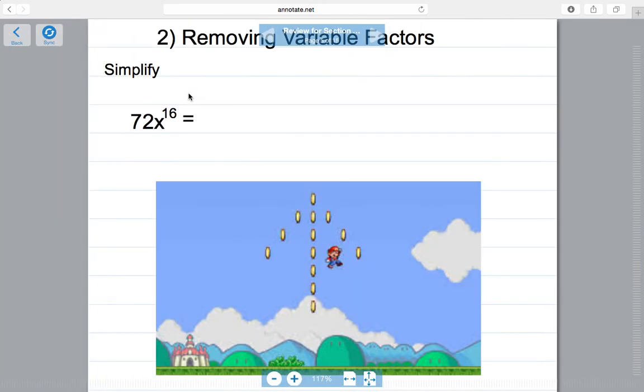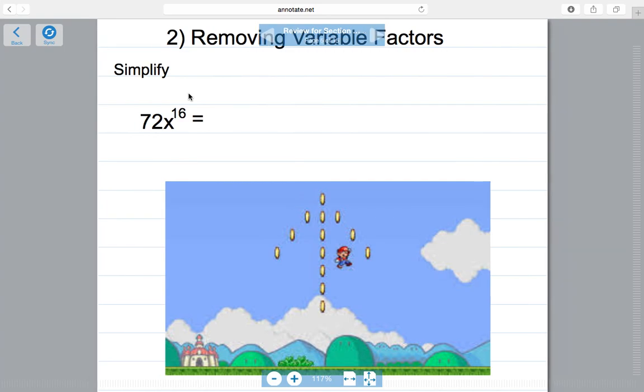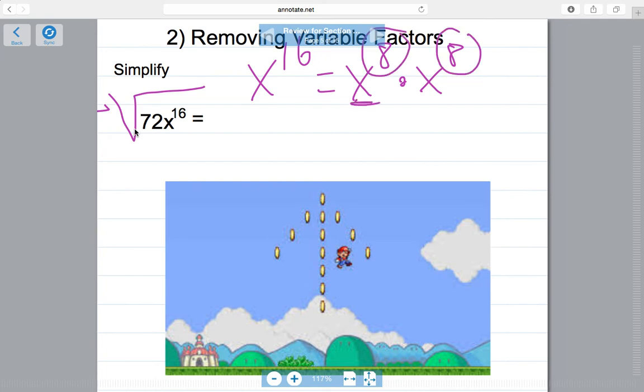Now let's look at what happens when we have variables. And if you guys remember, we do something differently when we have even variables and we have odd variables. So for some reason, the square root sign's not showing up. So I will just, there you go. Okay, so we have the square root of 72x to the 16th. So 16 is an even number. So the way you think of perfect squares with variables, since x to the 16th, you can rewrite that as x to the 8th times x to the 8th. Because of our properties of exponents, when you have the same base, you add the exponents.